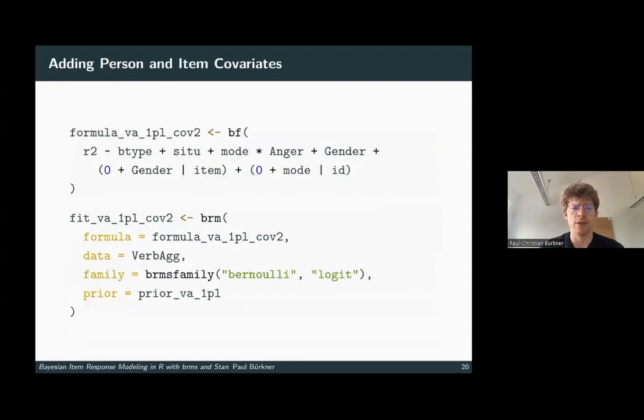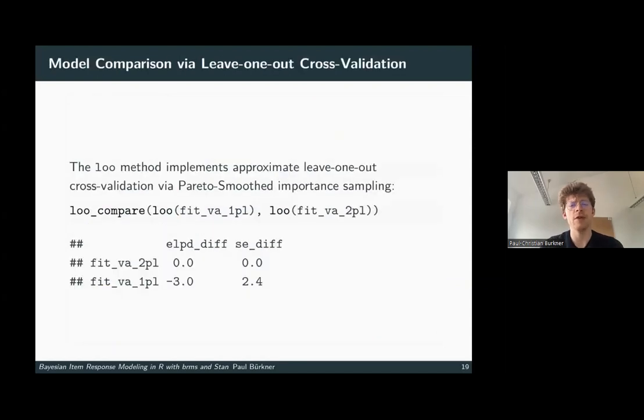Okay, so if we were, for example, to compare those two models, one with discrimination, the 2PL model, and one without discrimination, the 1PL model, and we did model comparison, for example with approximate leave-one-out cross-validation, we would see that the 2PL model fits a little bit better, although not so convincingly.